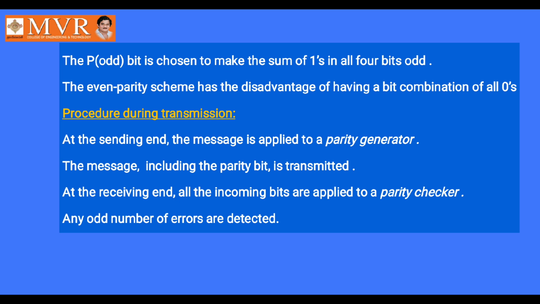So how to perform the procedure of adding this parity generator bit to the original data while we are transmitting. Here there are certain steps given. Just have a look at those steps. At the sending end, the sender will have the input data. At the sending end, the message is applied to a parity generator. Before we transmit the input data, we will generate a parity bit. That parity bit will be added to the original input.